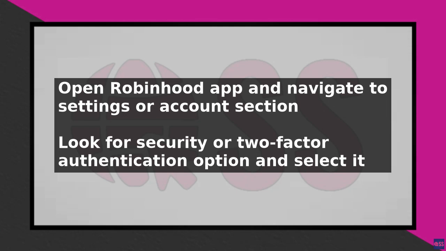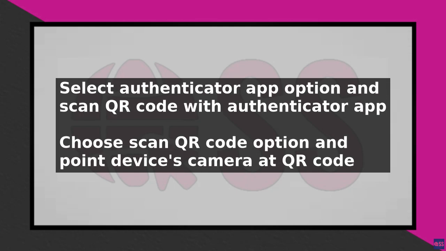Look for the Security or Two-Factor Authentication option and select it. You will see a prompt to set up two-factor authentication using an authenticator app. Select the Authenticator app option and you will be presented with a QR code.